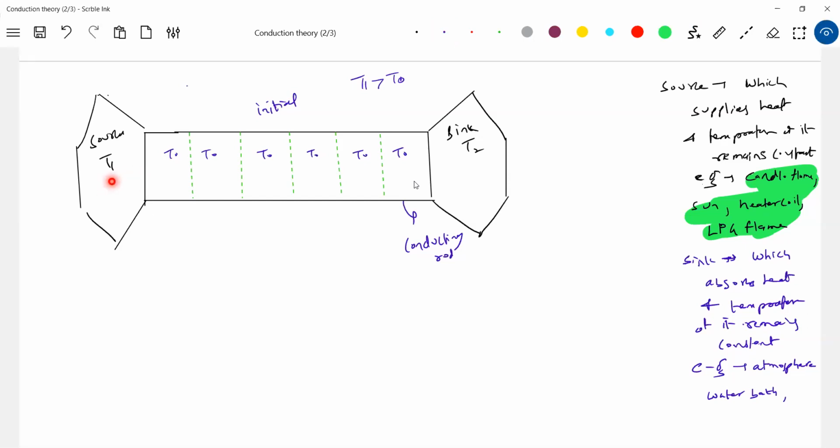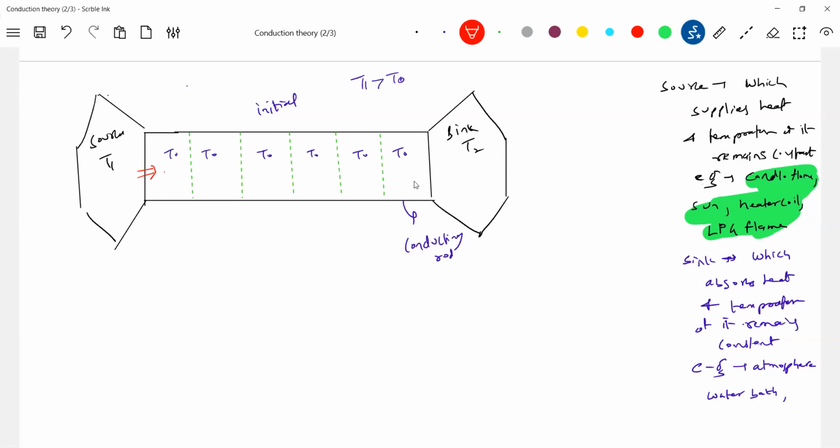As they are vibrating at high amplitude, the atoms in the source have more vibration than the atoms inside the conducting rod. So the moment the source comes in contact with the rod, the vibration is transmitted to the atoms of the conductor. They also start vibrating, and because of that, heat will flow. The direction of heat flow will be like this.